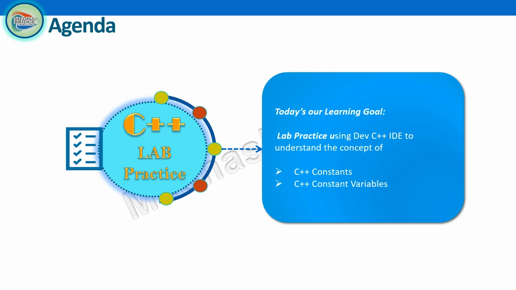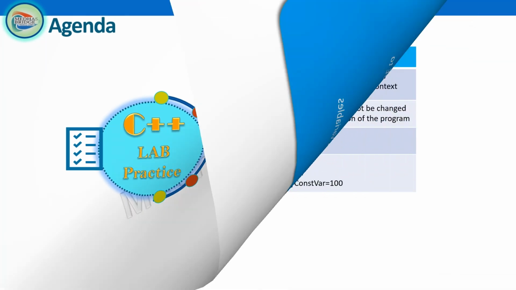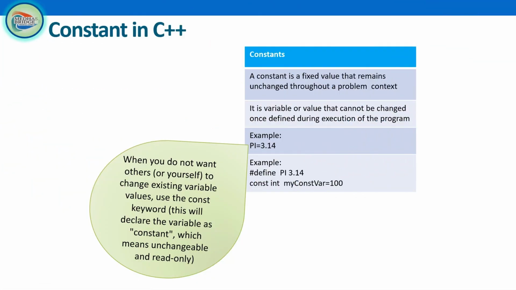In today's lab demo, we shall cover constants and constant variables that we use in C++. Let me recap what we studied previously. A constant is a fixed value that remains unchanged throughout a problem context. It is a variable or value that cannot be changed once defined during the execution of the program. Does it make sense?